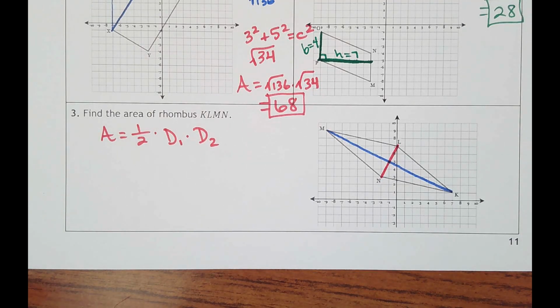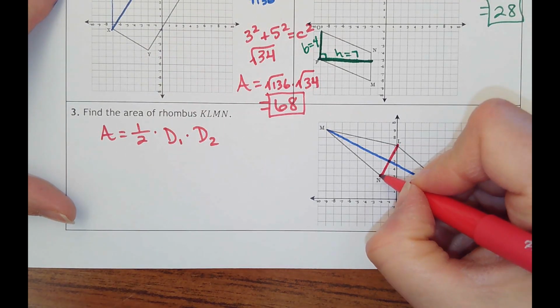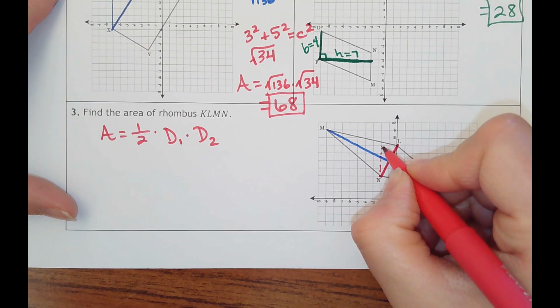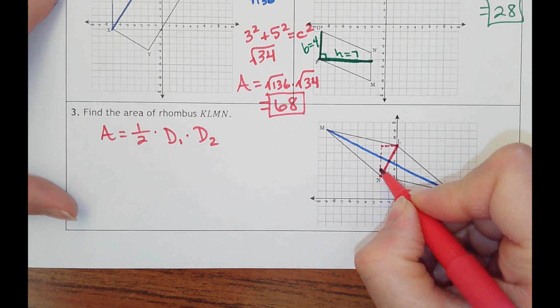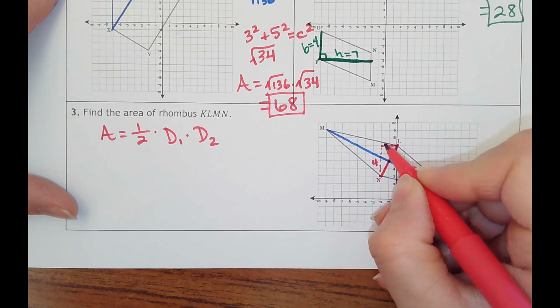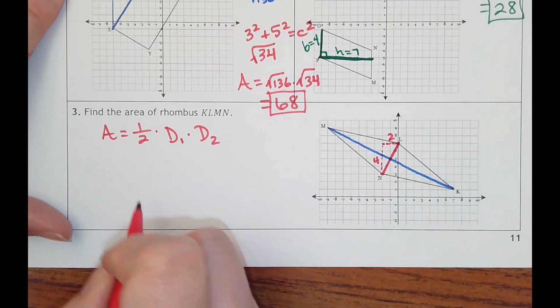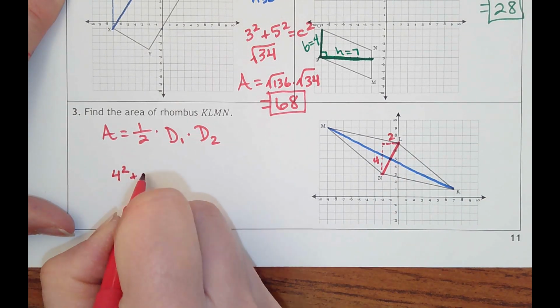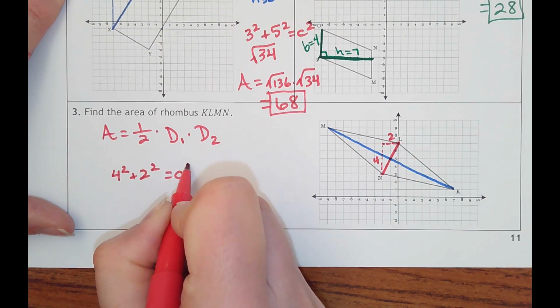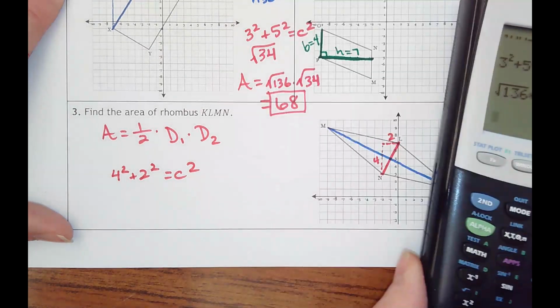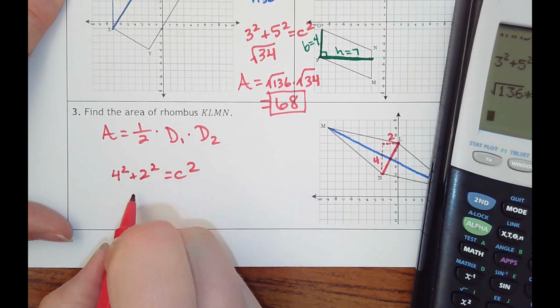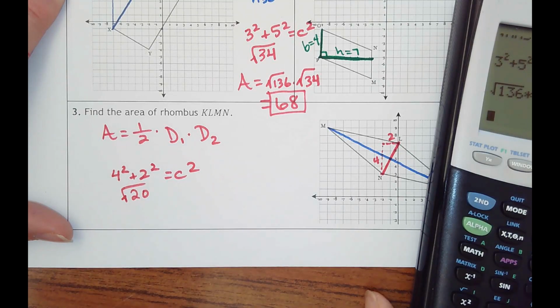To find N to L, I'm going to make a right triangle right here. So that looks like up 1, 2, 3, 4, and over 1, 2. So it'll be 4 squared plus 2 squared equals c squared. That would be 16 plus 4, that would be 20. Square root of 20 is one length.